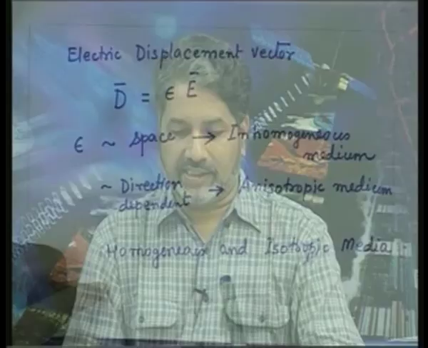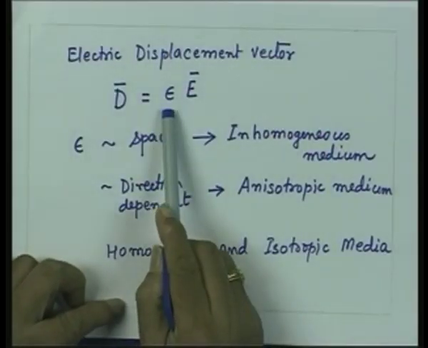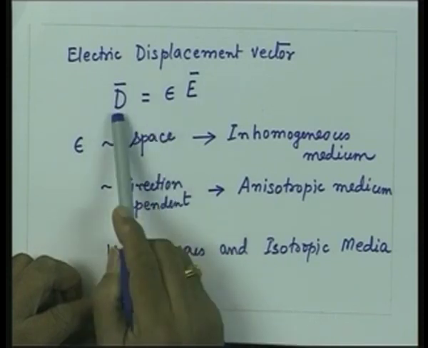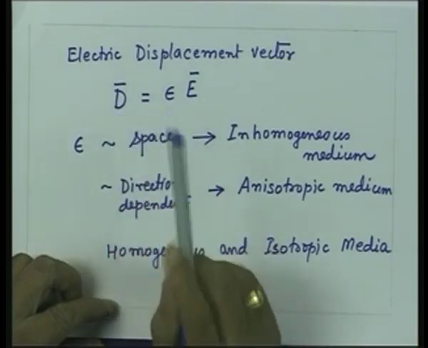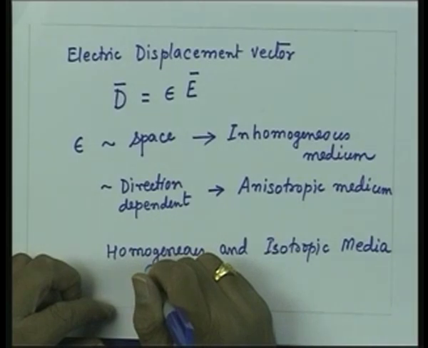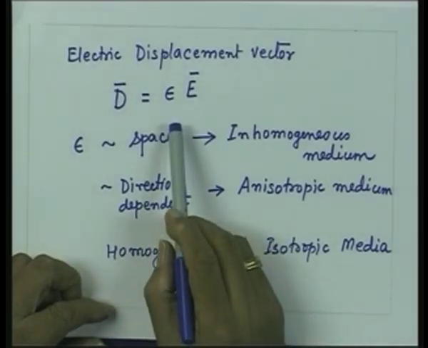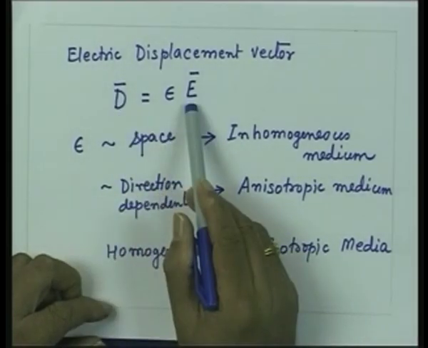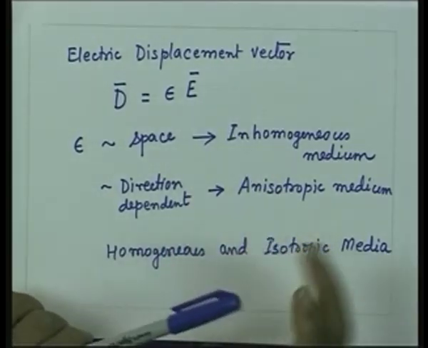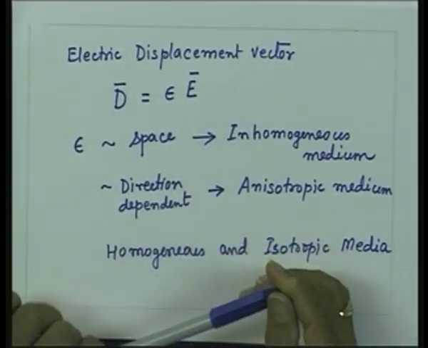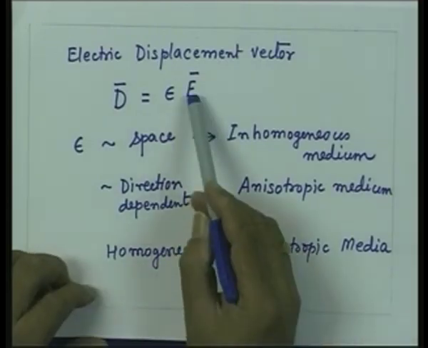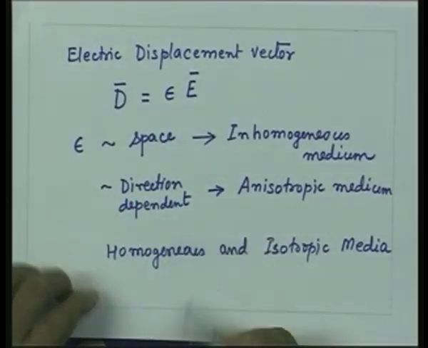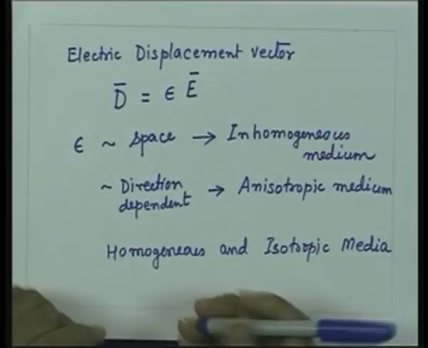What that means is that in a homogeneous medium, if this epsilon is a scalar quantity, the D is nothing but a scaled version of E. So, if I compare D and E, they have different magnitude, these two vectors, but the direction of E and D are same. That means, in an isotropic medium, the displacement vector and the electric field, they are in the same direction.